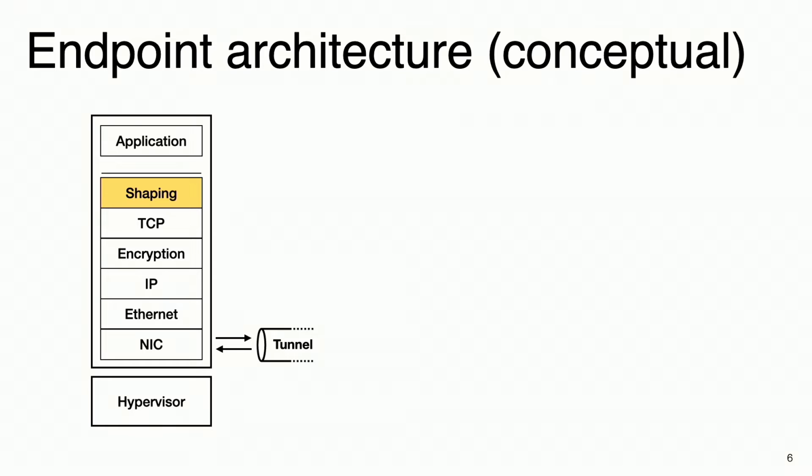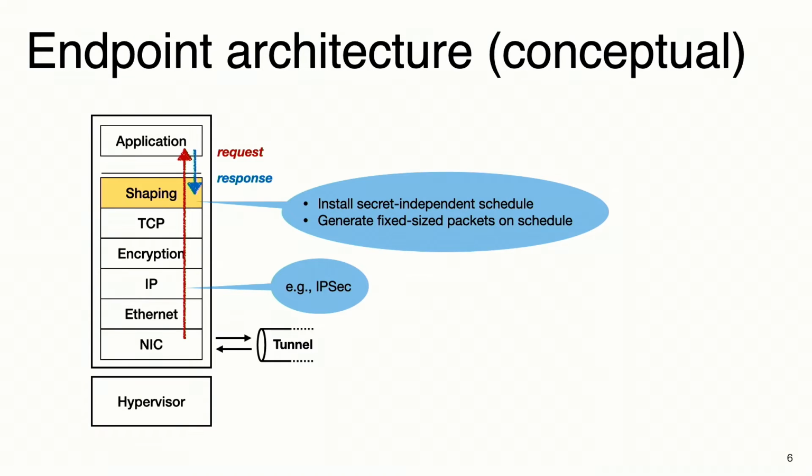So conceptually, the tunnel endpoint can be implemented by adding a shaping layer right at the top of a traditional network stack in the guest kernel. The application receives requests from the network, and it generates a response and shares it with the shaping layer. The shaping layer installs a transmit schedule based on the traffic shape computed for the application, and then at each time defined in the transmit schedule, it generates a fixed size packet using the payload bytes from the application's response and adding padding wherever necessary. And then this prepared packet will go through the lower layers of the network stack. It could be encrypted using a traditional IPsec layer, and then it would be transmitted into the tunnel.